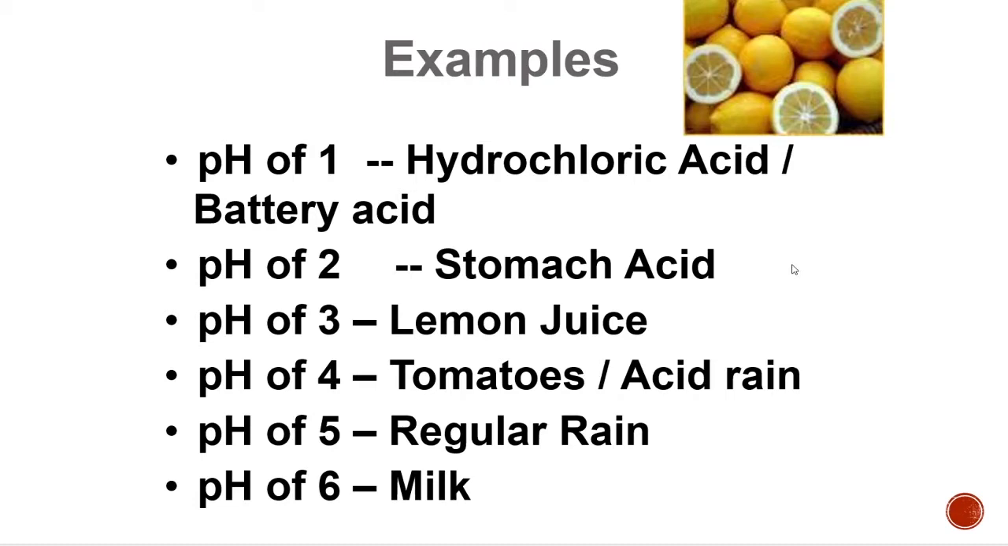Examples of some acids you may have seen: a pH of 1, which is very acidic, is hydrochloric acid or battery acid, which, if you get it on your skin, burns right through. A pH of 2 is stomach acid. A pH of 3 is lemon juice. A pH of 4, for example, is tomatoes or acid rain. A pH of 5 is regular rain. And a pH of 6 is milk. So milk is actually considered an acid, as well as regular rain.